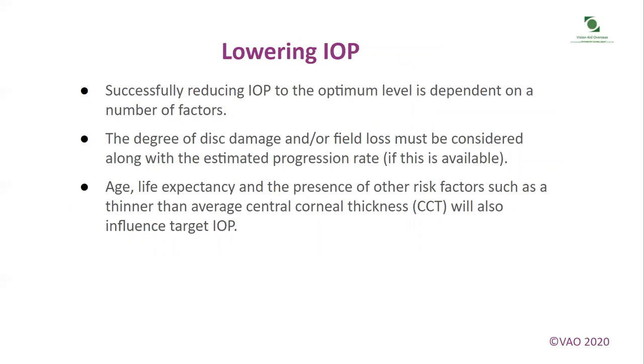Successfully reducing IOP to the optimum level is dependent on a number of factors. The degree of disc damage and/or field loss must be considered along with the estimated progression rate, if this is available. Age, life expectancy, and the presence of other risk factors, such as a thinner than average central corneal thickness, CCT, will also influence target IOP.